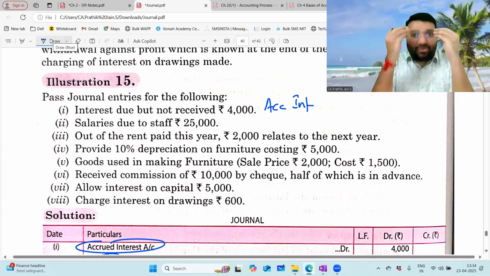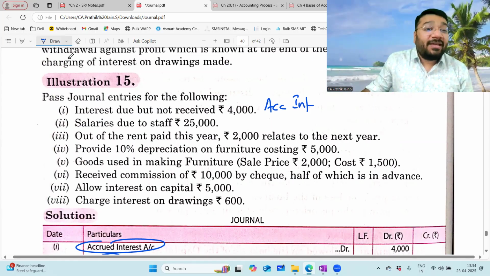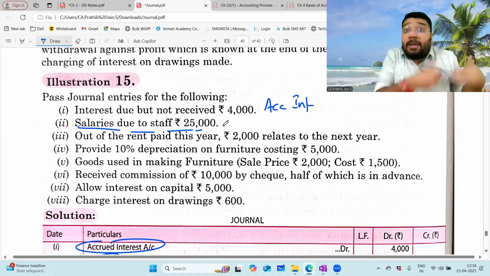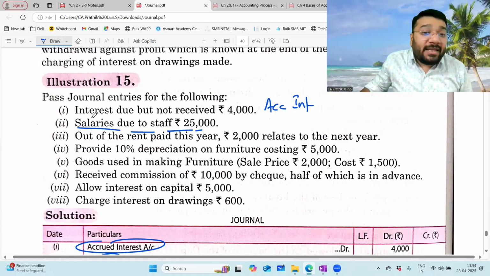Think about it now. Such a tricky topic this is. Salary due to staff 25,000. Due to staff. Due to means what? Due to be paid. And they're telling that salary is due to staff.